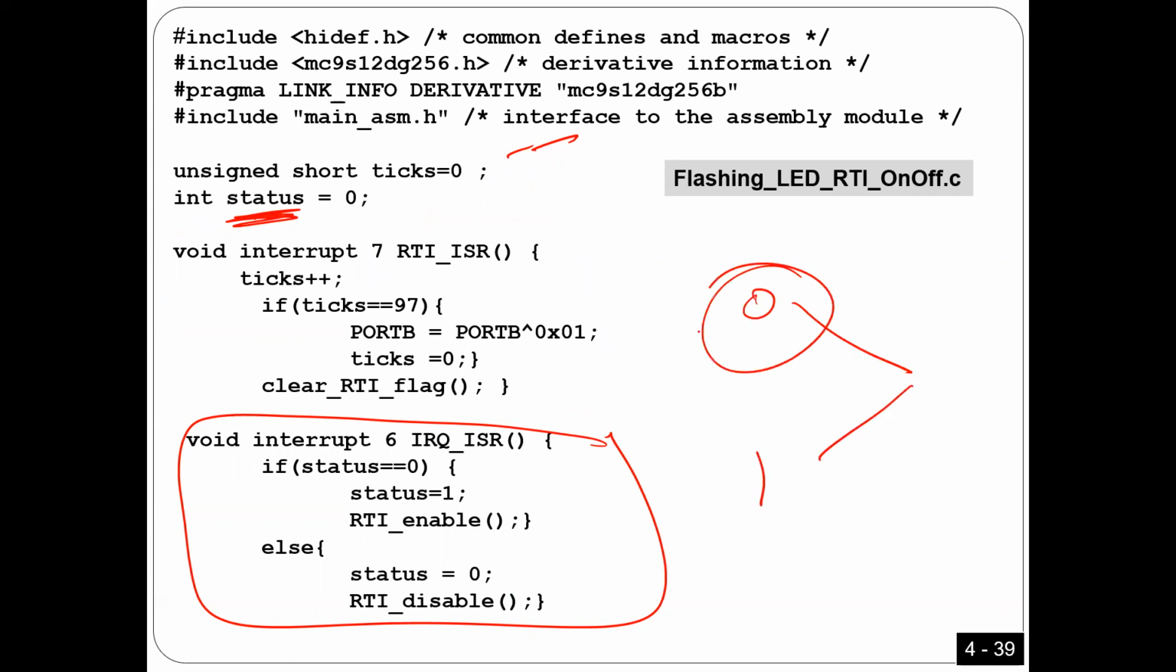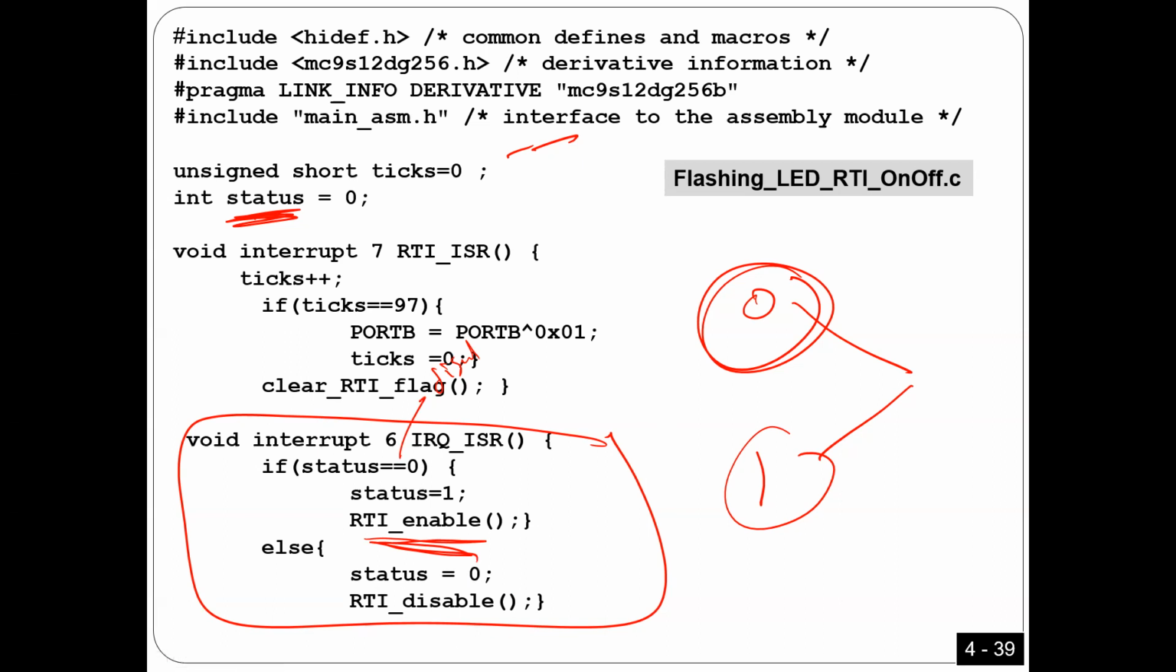One value means it is enabled, so I have to disable. The other means disabled, so I enable, right? Here I'm talking about RTI. So as you see here, guys, I'm going to say, if status is equal to 0, that means RTI is disabled. So now I have to enable. In order to enable RTI, we have a function, RTI enable. And now I make status 1. When you press again, if status is equal to 1, I'm going to make it 0, and then disable. You see what I did?